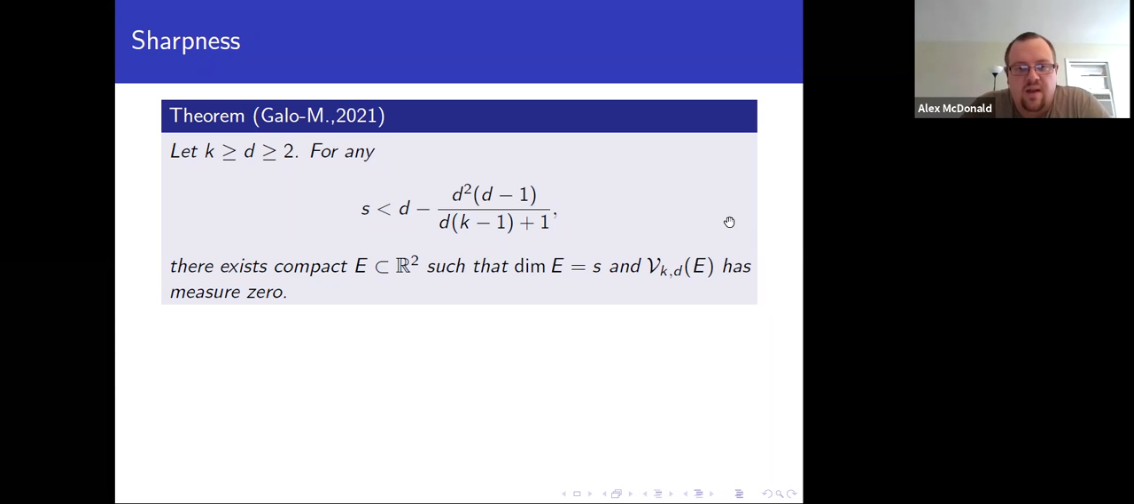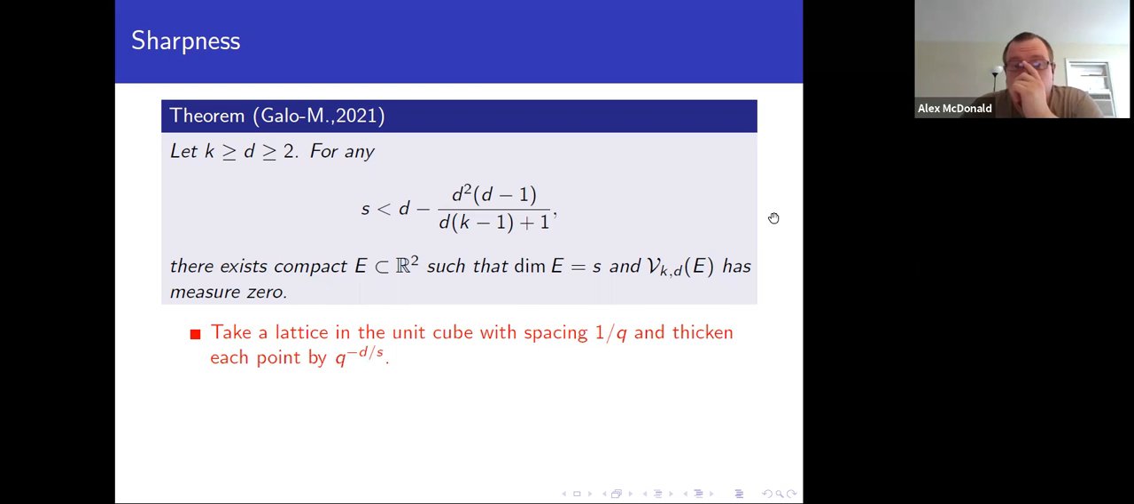Okay, so what this does tell us is that as k goes to infinity, this threshold here goes to d. So you can't hope for any theorem with any non-trivial threshold independent of k. Whatever the true sharp threshold is, it has to tend to d.